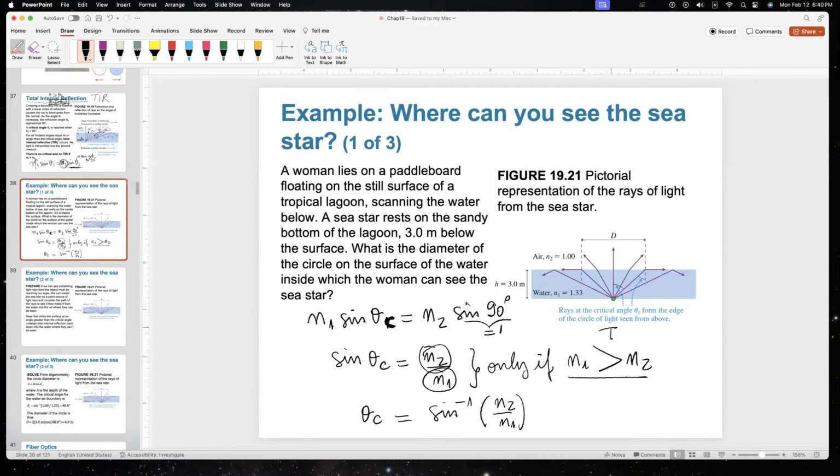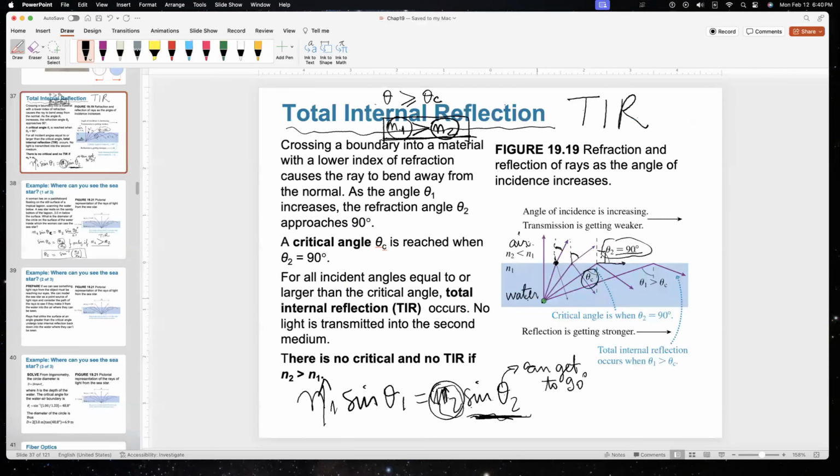Anyway, so this is the theta critical. So the angle that the light is coming in at, from the source to the boundary, needs to be greater or equal to the theta critical, and then we are always going to have total internal reflection.